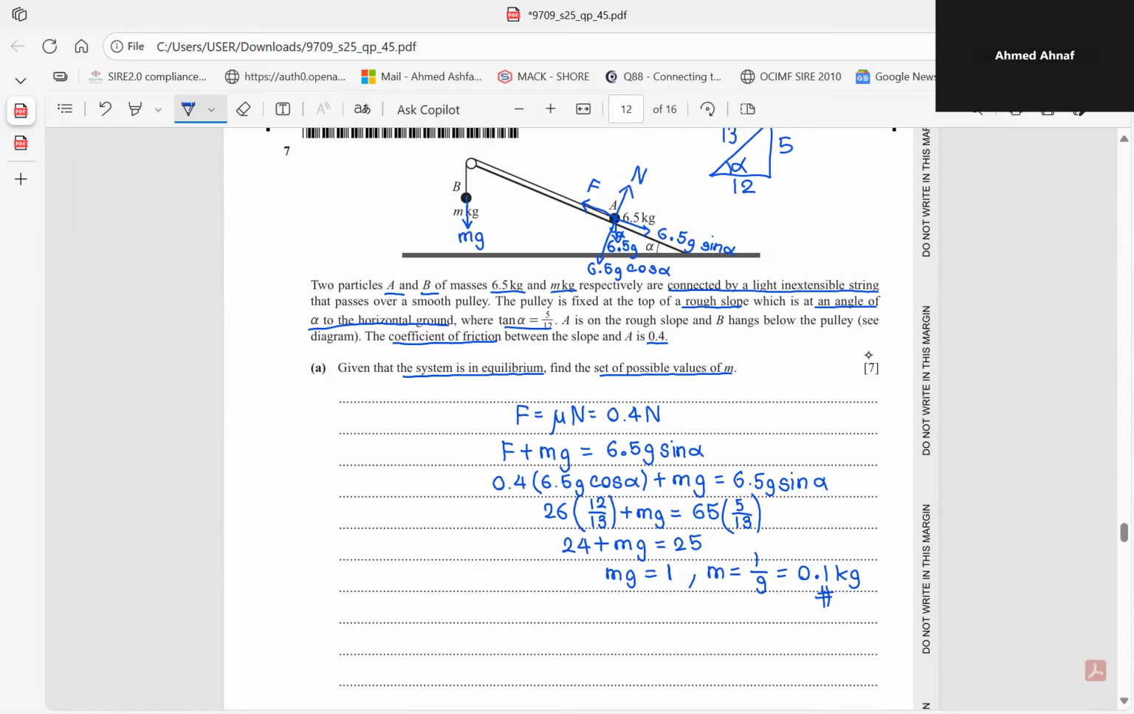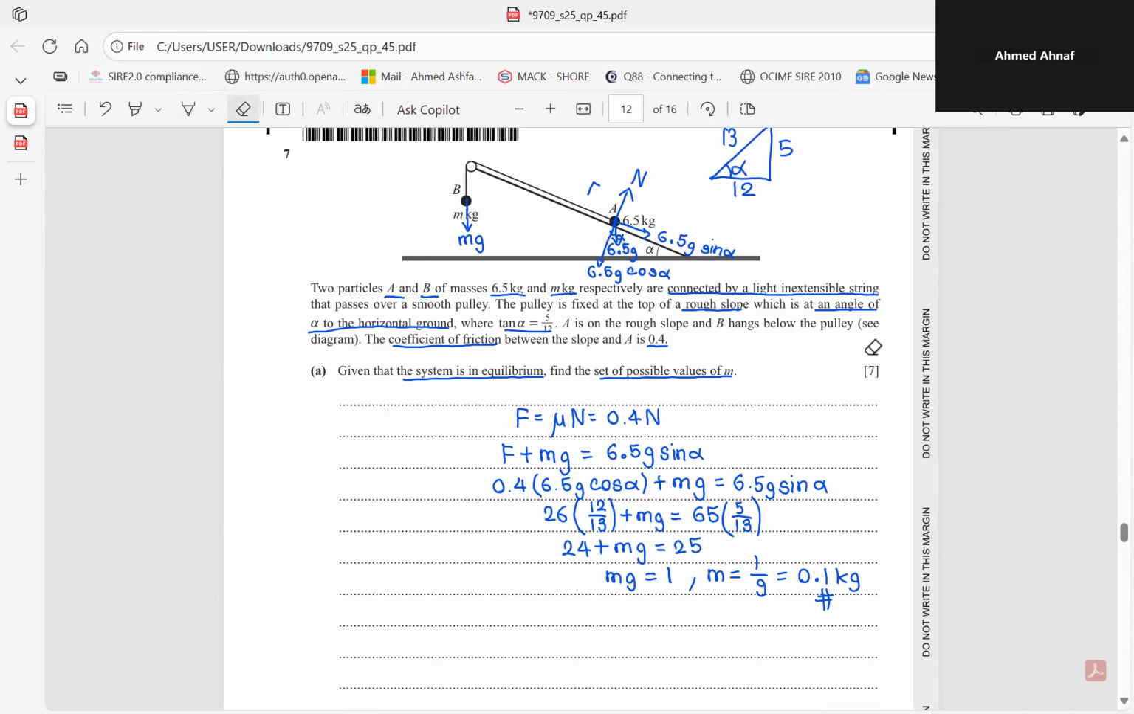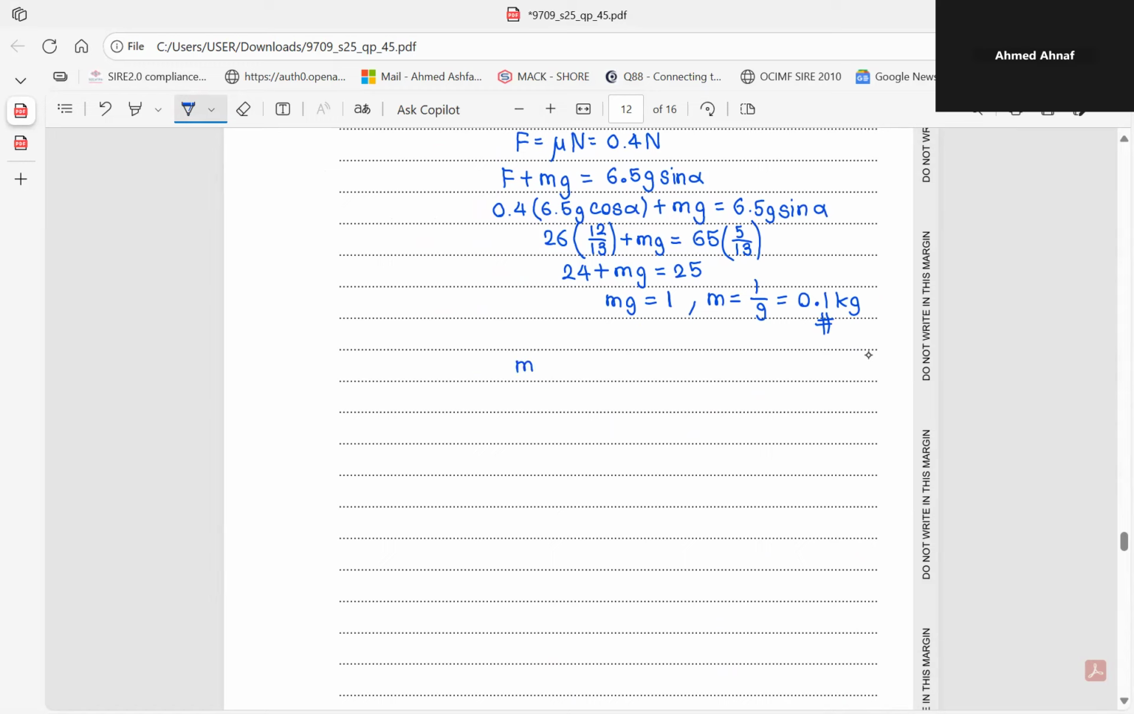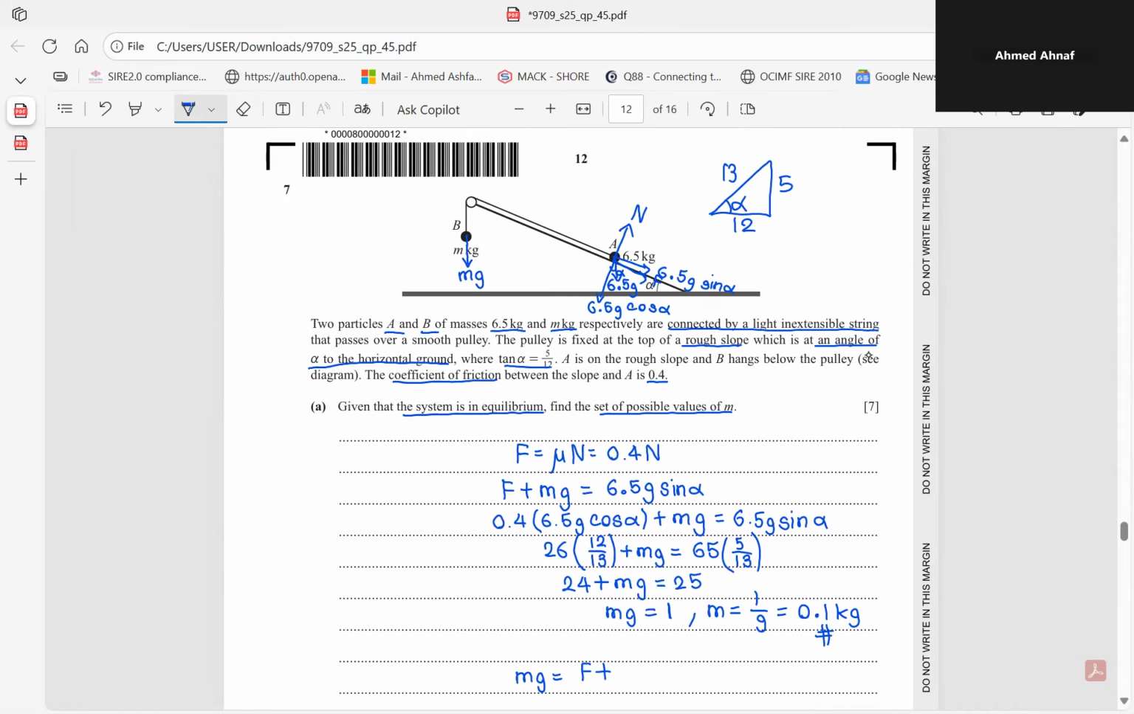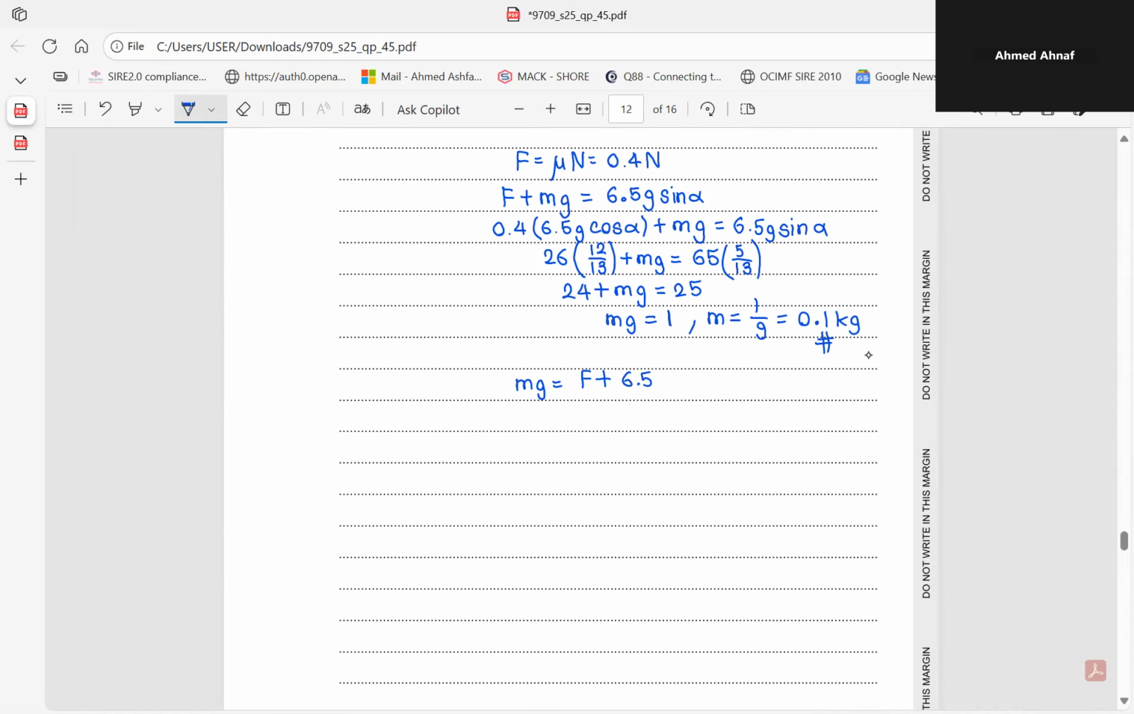Now we're going to take the second value. The second value assumes that friction will be acting in the opposite direction, so in this direction. So now we just have mg equals F plus 6.5 g sine alpha. So mg equals 0.4 N, and N is 6.5 g cosine alpha, plus 6.5 g sine alpha.